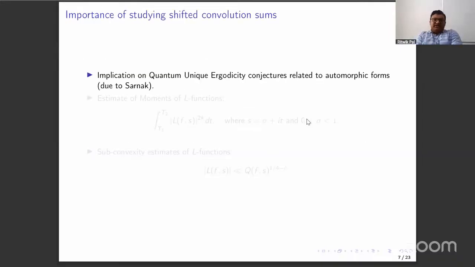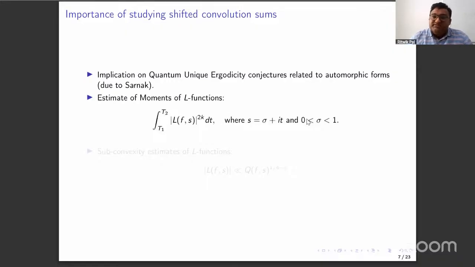So why do we study the shifted convolution sums? When these arithmetic functions come from the Fourier coefficients of automorphic L-functions, then this is related to quantum chaos. In fact, having a non-trivial estimate for the shifted convolution sums will have implications on the quantum unique ergodicity conjecture, QUE in short, and it is due to a 2001 article by Peter Sarnak.